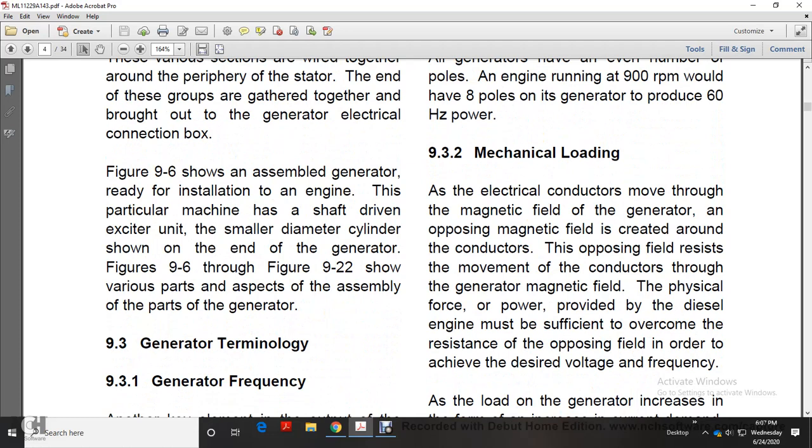Figure 9.6 shows the assembled generator ready for installation of the engine. The particular machine has a shaft-driven exciter unit, the small diameter cylinder shown on one end of the generator. Figures 9.6 through 9.22 show the various aspects of the assembly of the parts of the generator.